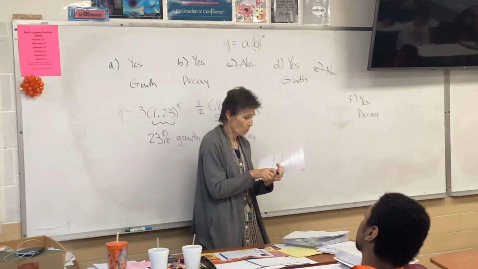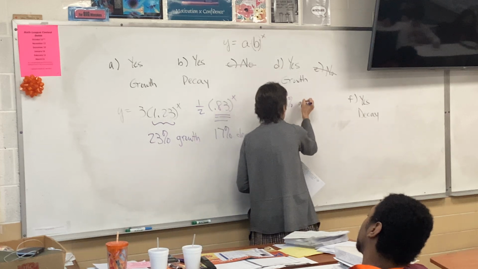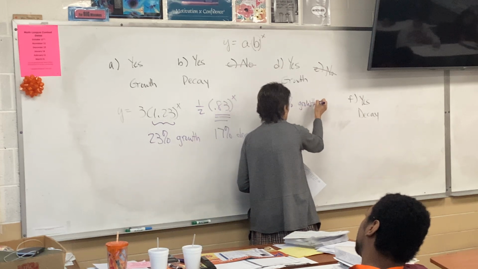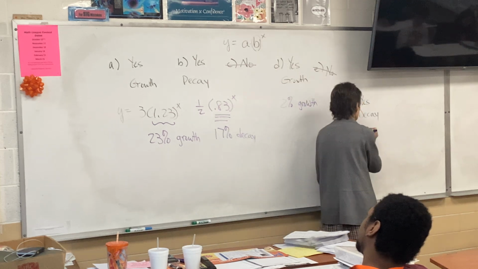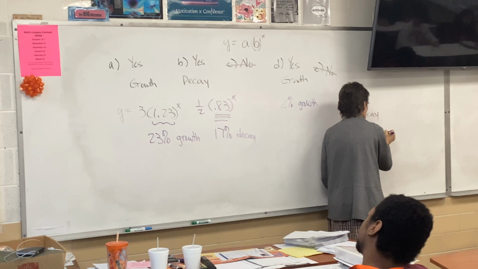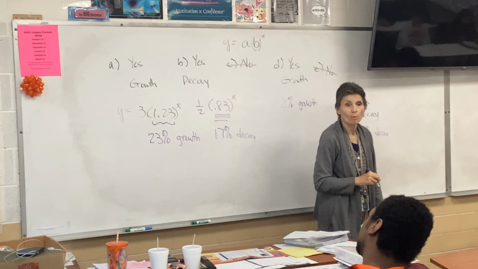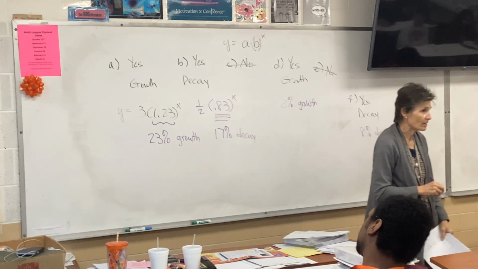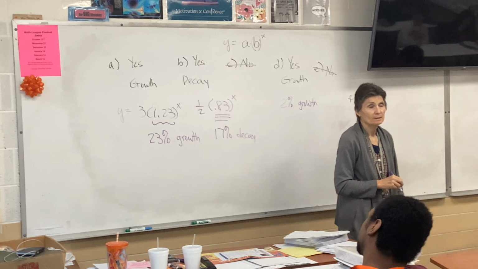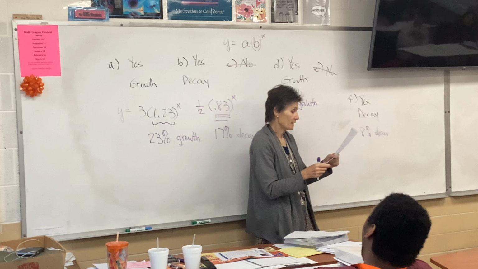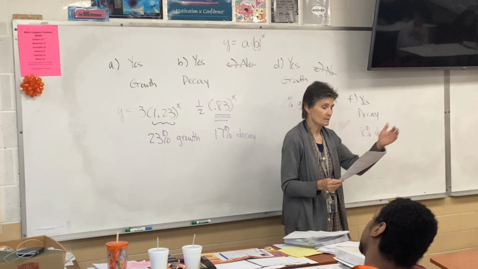How much more than 1 are we? 2%. So this is 2% growth. And how about F? 8% decay. Now, does everybody understand where that 8% came from? 1 minus 0.92, that's exactly right. And if you can't do that in your head, you can do it on your calculator. 1 minus 0.92 comes out to be 0.08, so 8%.